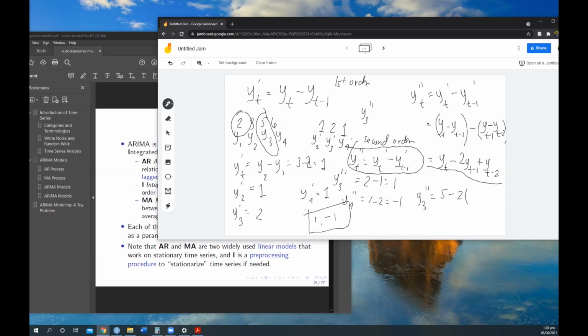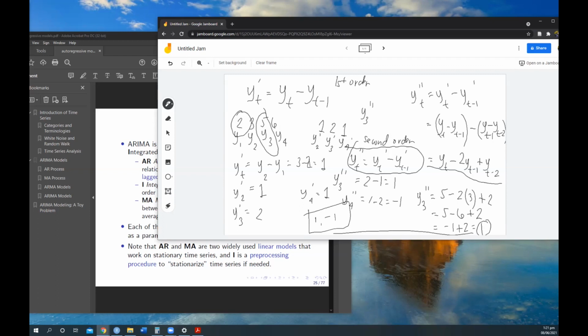Minus 2 times y sub t minus 1 or 2. What is y sub 2? It's 3. Plus y sub t minus 2, which is y sub 1, that is 2. Right? So we have 5 minus 6 plus 2. So what is 5 minus 6? Negative 1 plus 2, or we have 1.